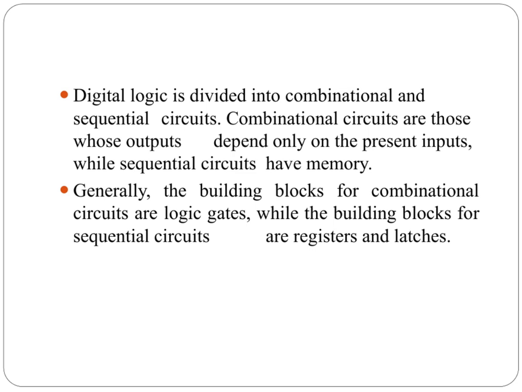When it comes to building these circuits, the primary components differ. Combinational circuits are constructed using logic gates like AND, OR, and NOT gates. Meanwhile, sequential circuits rely on elements like registers and latches, which help maintain the memory aspect. Understanding this fundamental distinction is key to grasping how digital systems function.